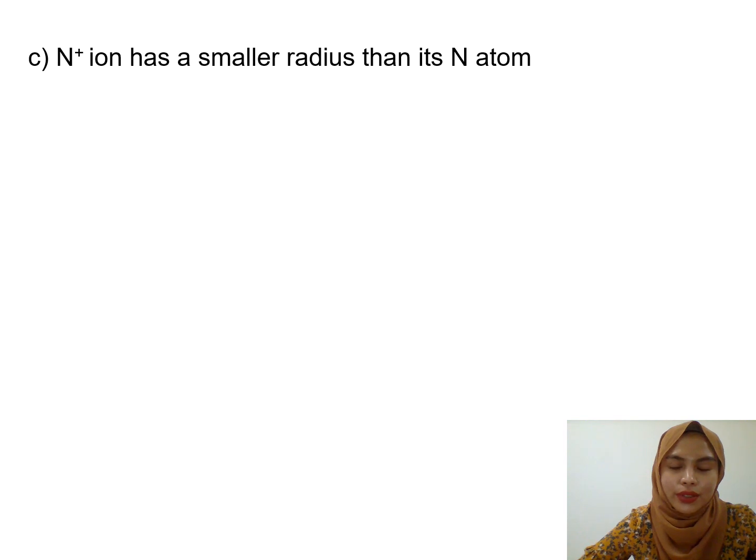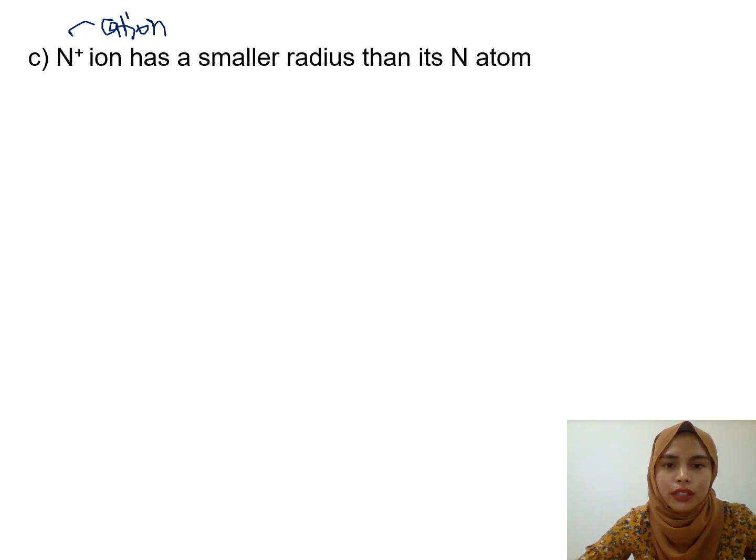Next, soalan suruh kamu compare between an ion and its atom. Okay, sebab kamu dah buat SPDF notation of an atom, you will know that an atom, bila dia nak jadi ion, dia akan jadi cation, which is with the charge of N plus 1. Okay, so this is cation. And you will always know that cation, size dia will always be smaller than its atom.